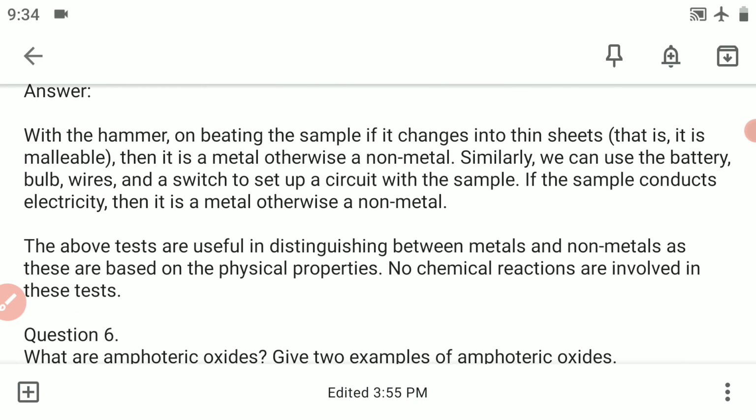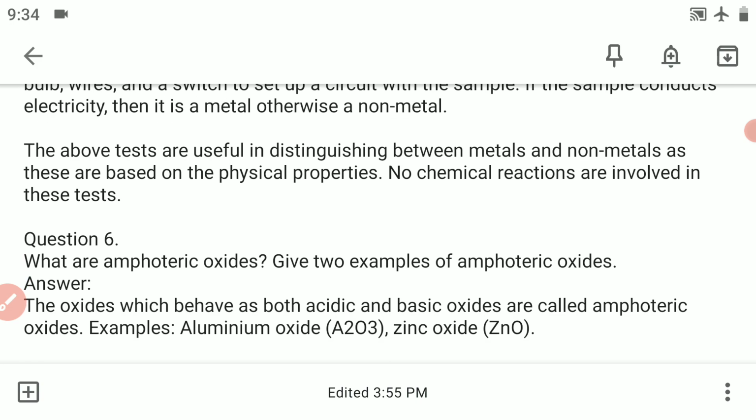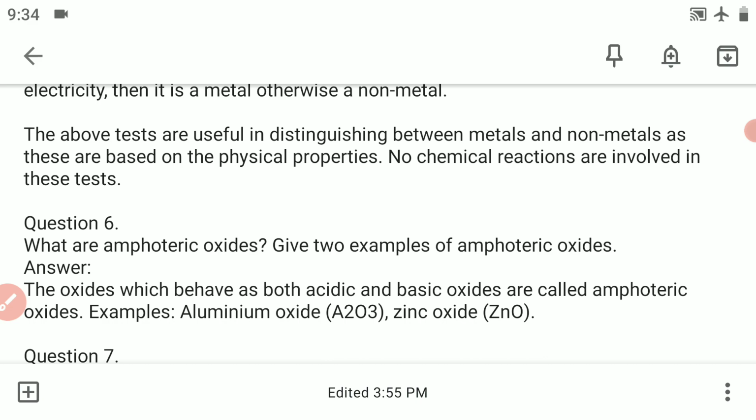The answer is, with the hammer, on beating the sample, if it changes into a thin sheet, then it is a metal, otherwise a non-metal. Similarly, we can use the battery, bulb, wires and a switch to set up a circuit with the sample. If the sample conducts electricity, then it is a metal, otherwise a non-metal. The above tests are useful in distinguishing between metals and non-metals as these are based on physical properties. No chemical reactions are involved in this test.